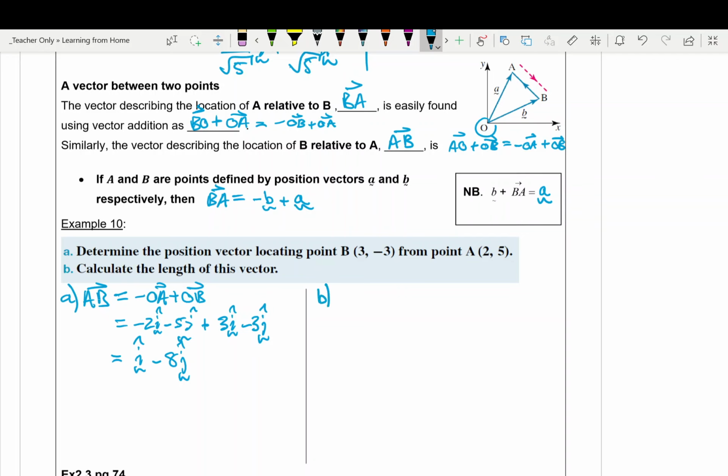So the length of this vector is just given by the magnitude of AB, which is the square root of 1 squared plus 8 squared. Oh, sorry, negative 8 squared, but that's the same as 8 squared, which gives us root 65, which we can leave as that. There's no way to simplify it. Alternatively, in decimal form, that's going to be 8.06.